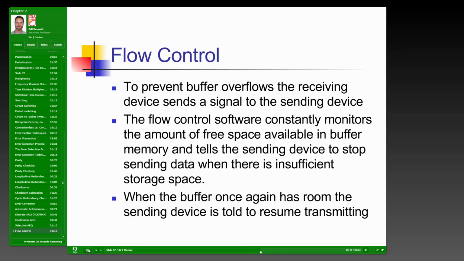The flow control software is constantly monitoring the amount of free space that's available in the buffer memory, and it tells the sending device to stop sending data when there's insufficient storage space for what it's receiving. And when the buffer is freed up again and there's more room to receive data, then it will send a signal back to the sending device and tell it to go ahead and resume transmitting.